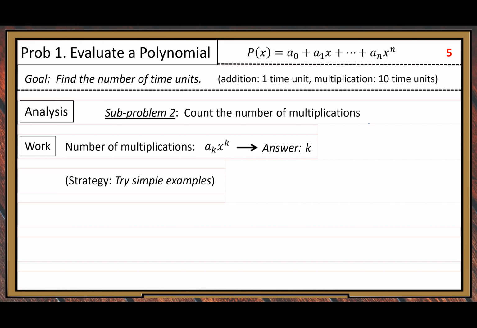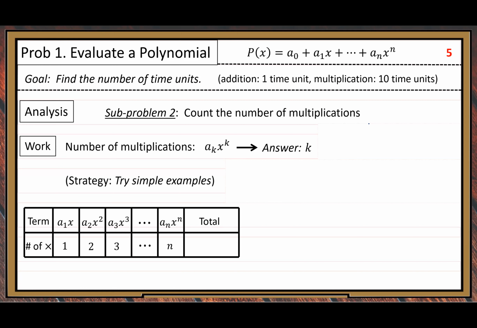Now, we want to accumulate the total number of multiplications for the whole polynomial. Let us do a chart here. First, A0, that term, no multiplication. After that, A1x, 1 multiplication. A2, x squared, 2, and so on. If we add up all these multiplications using this simple formula, I think every one of you knows this formula from your discrete math, the summation formula. This is a very simple summation formula. So with this answer, this is our final answer.